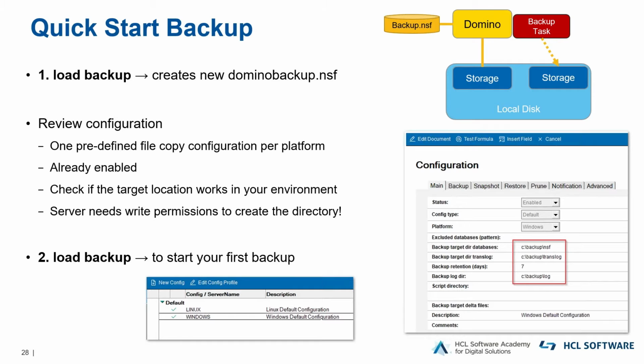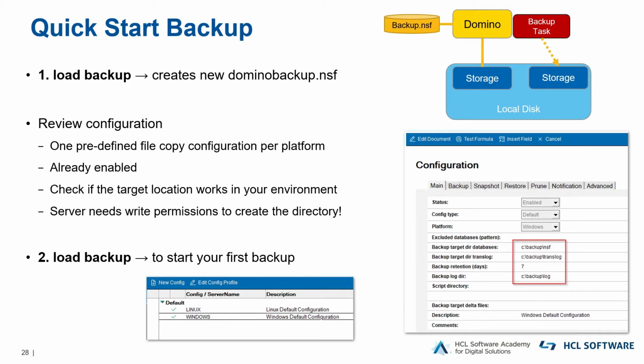So the first time you start the server task, you want to load backup, and the first load backup creates a Domino backup NSF, and then you review the configuration, and there are 2 configuration documents already prepared for you. You only need to look into the target for databases and translog. In the default configuration, it has C backup NSF and C backup translog. Of course, this is not what you run in production, but if you have a very small test server, this path should be there. It will be automatically created, right?